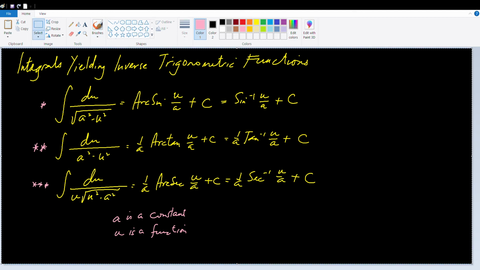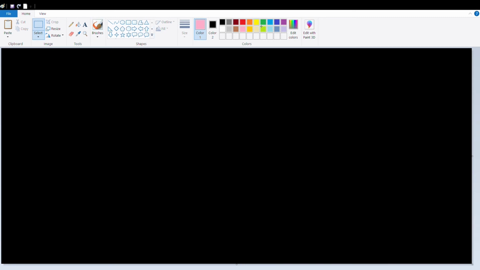So we take on some examples. Let us evaluate the integral of dx all over the square root of 16 minus 9x squared. Let us examine our radicand. 16 minus 9x squared takes the form a squared minus u squared. So if a squared is 16, that means that a is 4. And if u squared is 9x squared, that means that u is 3x.